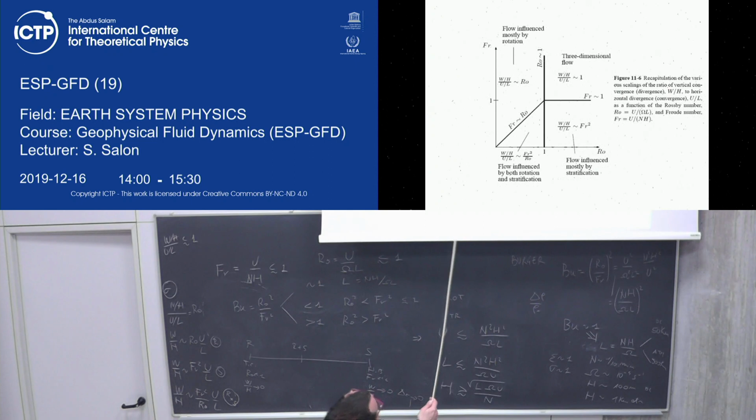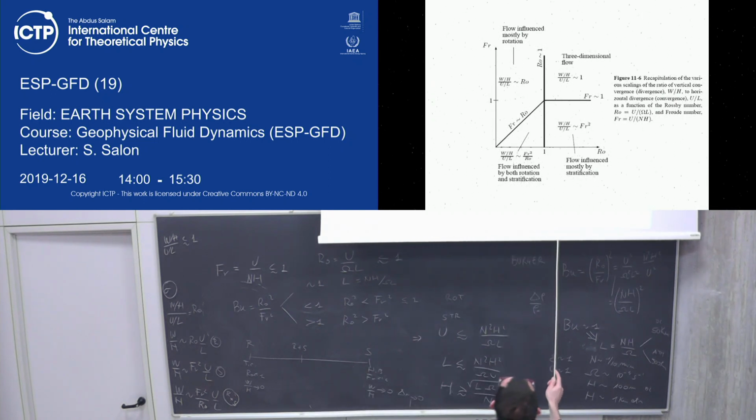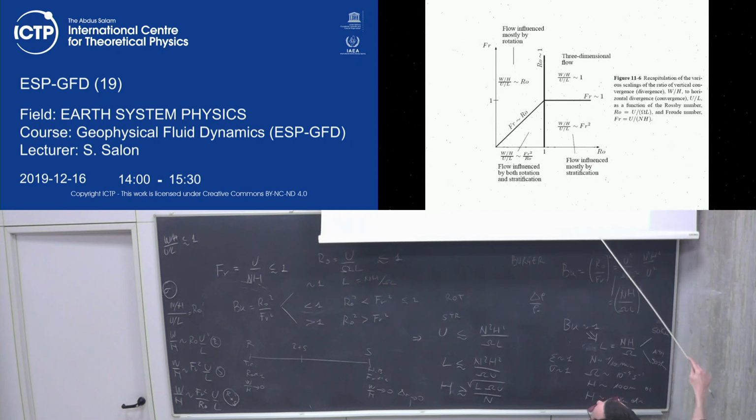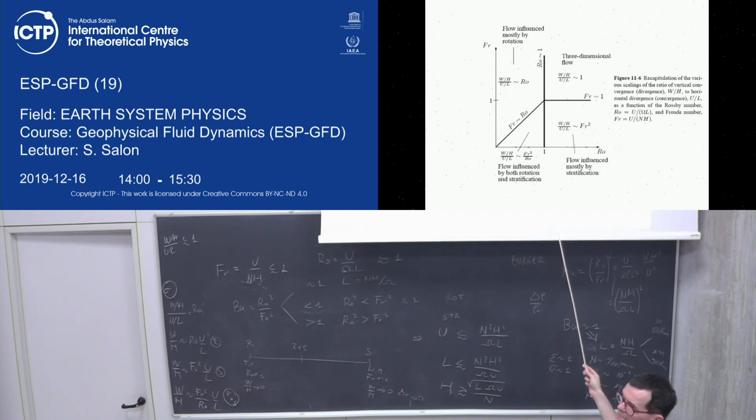So we put on the x-axis the value of the Rossby number, on the y-axis the value of the Froude number, and we consider number one here and number one here. In this area, we have Rossby number larger than one, but Froude number much smaller than one. So rotation doesn't have any role in the flow. We are not interested in the horizontal evolution of the flow, but just the vertical one. So the flow is influenced mostly by stratification, and our ratio takes the form of the Froude number squared.